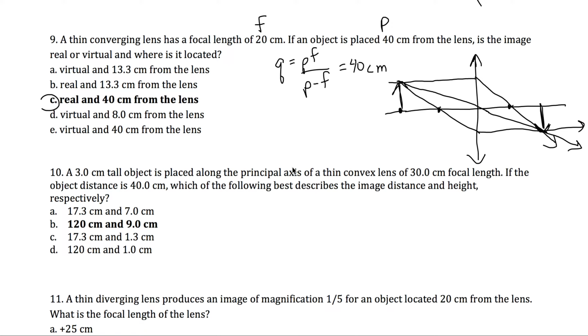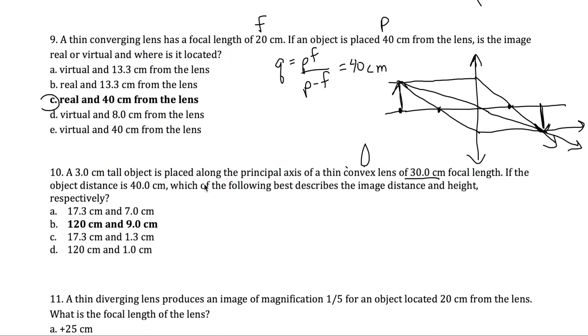Let's do number 10. We have a 3 centimeter tall object placed along the principal axis of a convex lens. Now that's another word for a converging lens that looks like this. If you have a diverging lens like this, it's actually called a concave lens. So I don't usually use the words convex lens and concave lens because then it gets confusing with the mirrors. I just call this a converging lens and this one a diverging lens. But it is a positive focal length because we are talking about a converging lens.